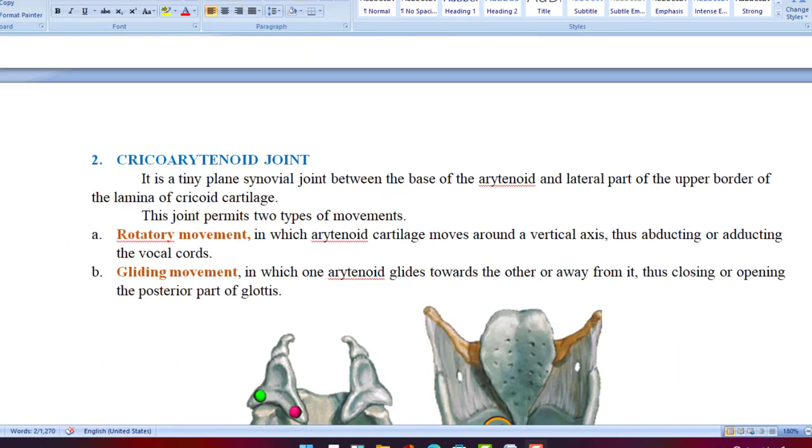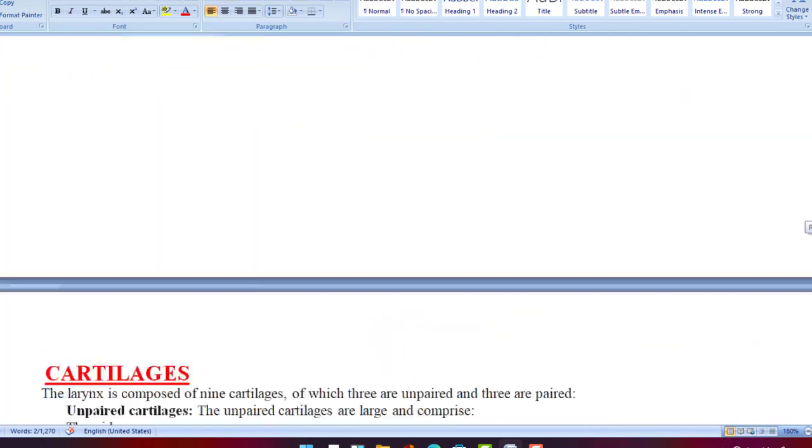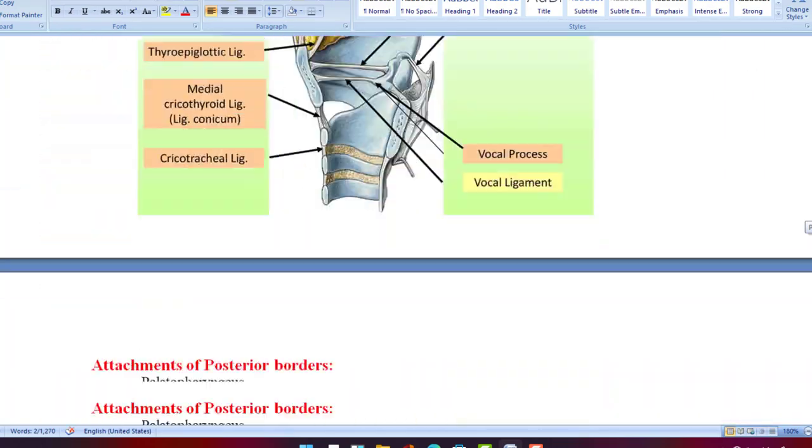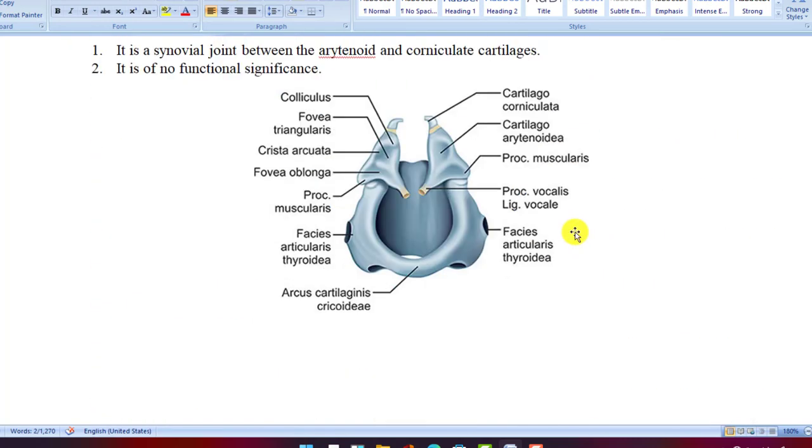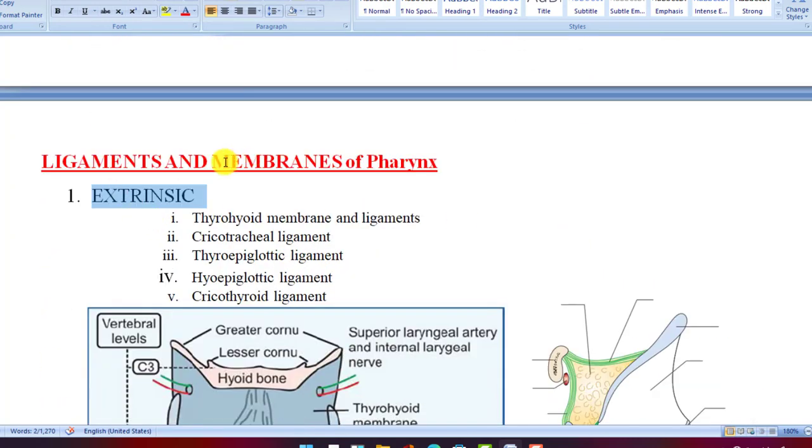We are discussing the anatomy of the larynx, right? So these were our previous lectures in which we have discussed many things about the larynx. Now in this lecture we are going to discuss the ligaments which are present in the larynx.